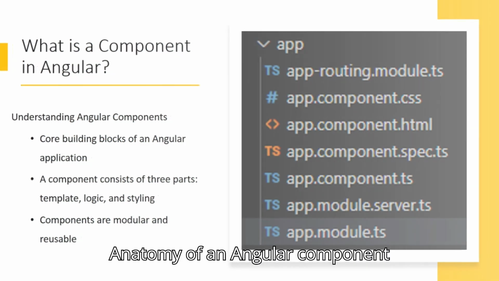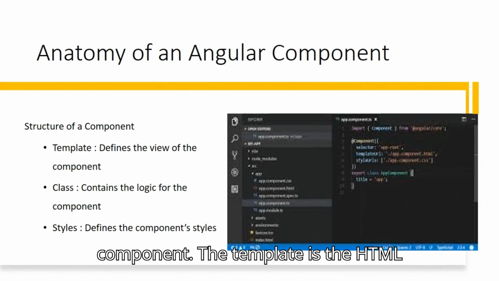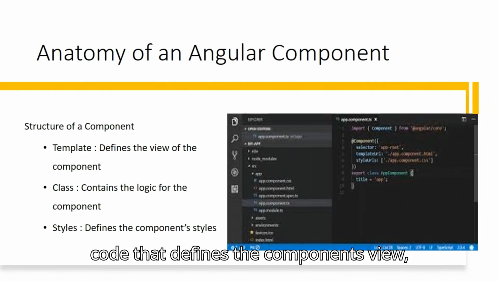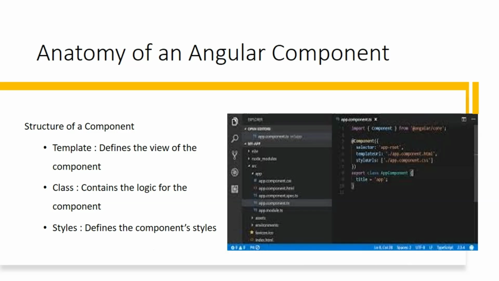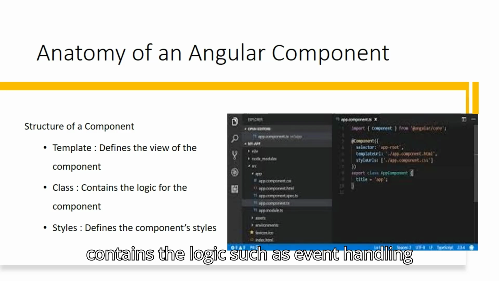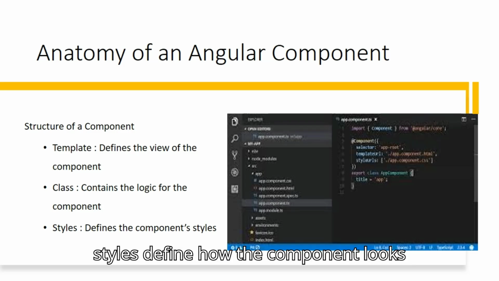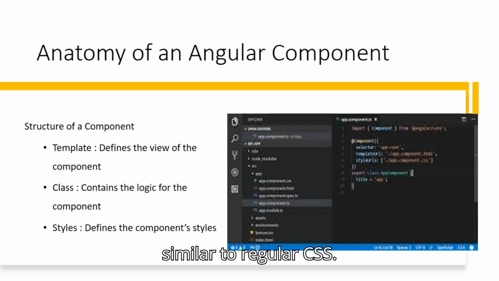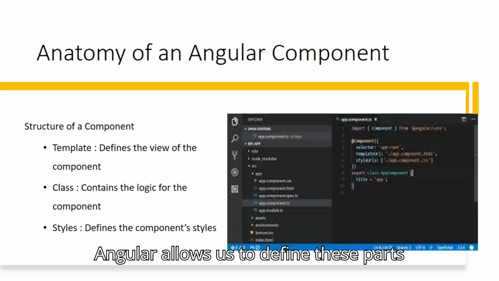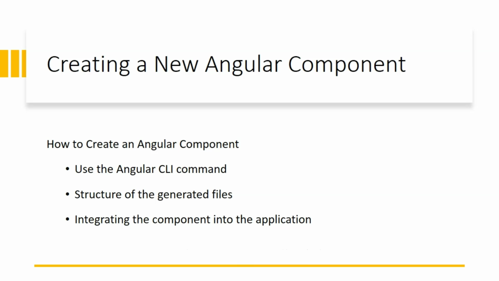Anatomy of an Angular component. Let's break down the structure of a component. The template is the HTML code that defines the component's view. The class is the TypeScript code that contains the logic, such as event handling and data management. And finally, the styles define how the component looks, similar to regular CSS. Angular allows us to define these parts either inline or in separate files for better organization.